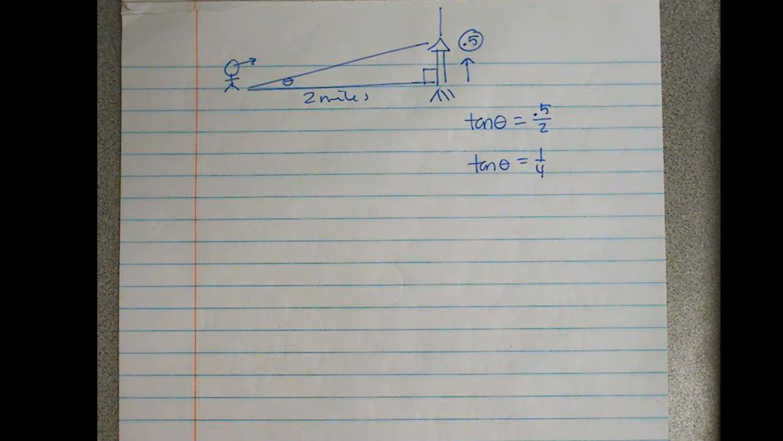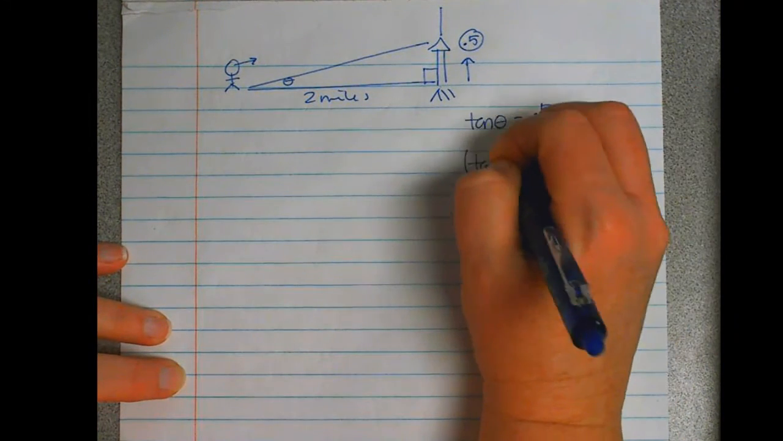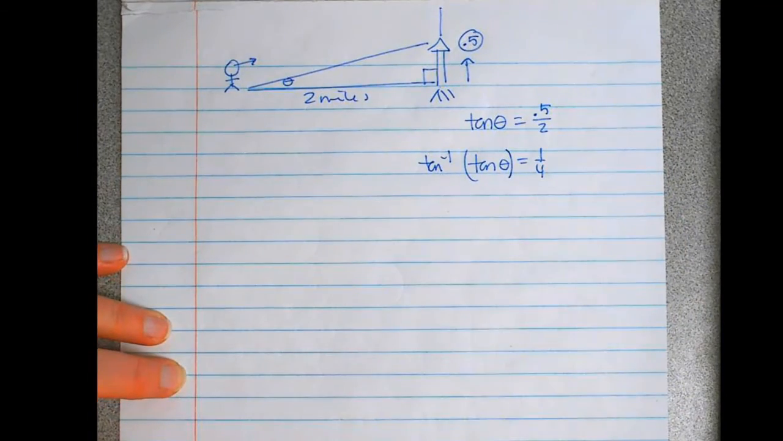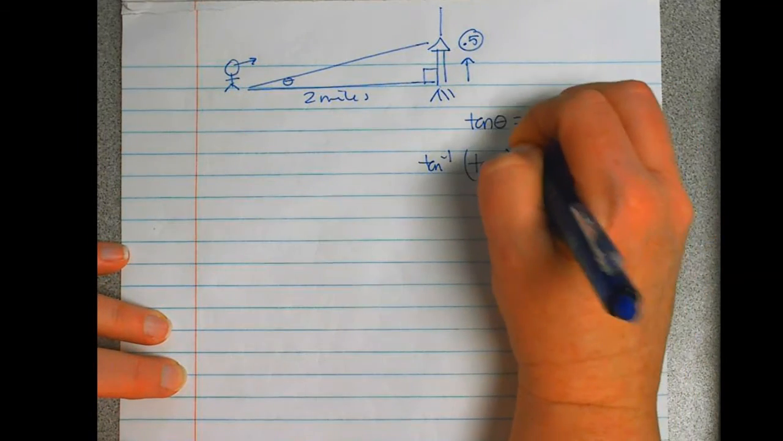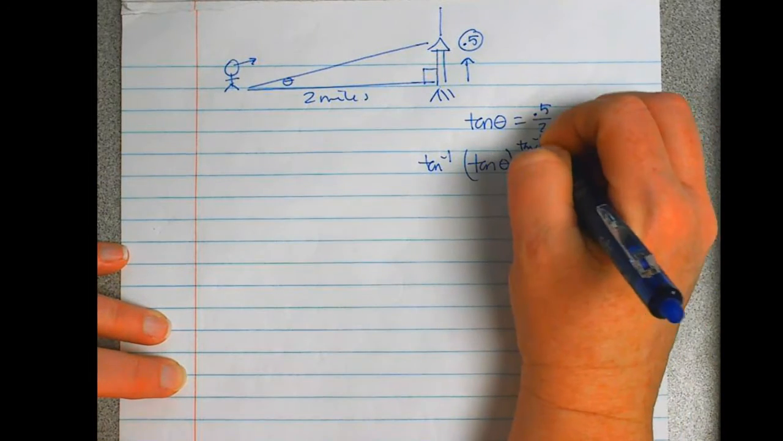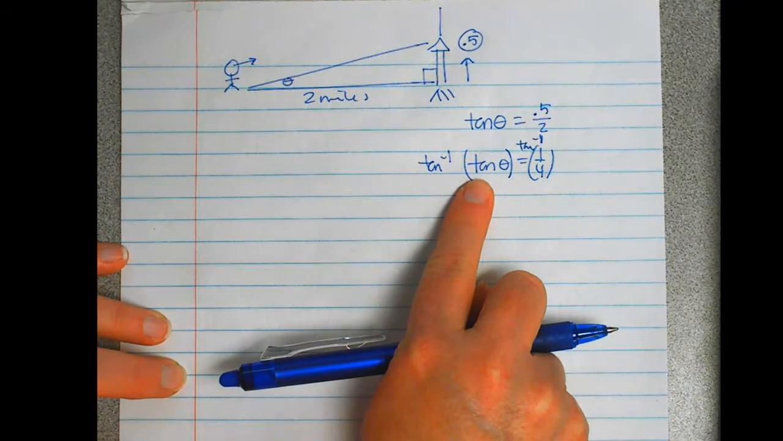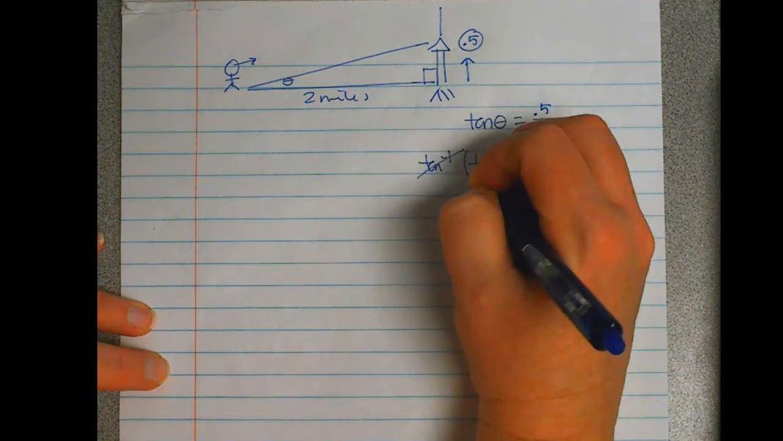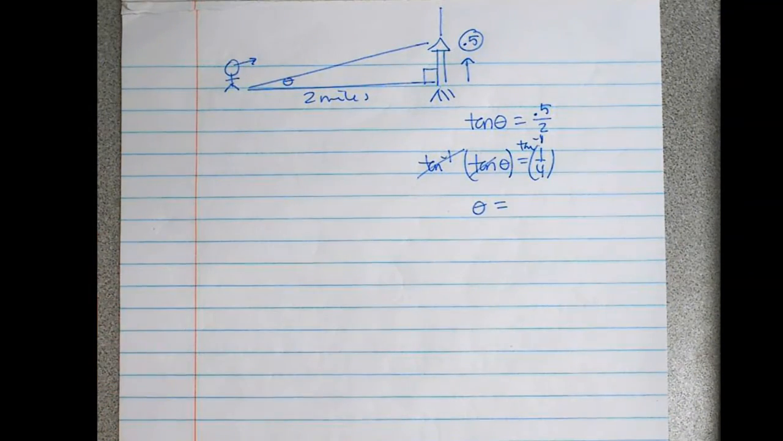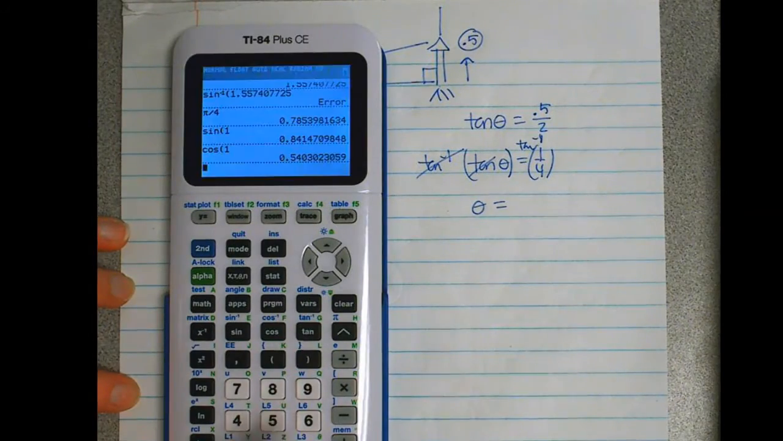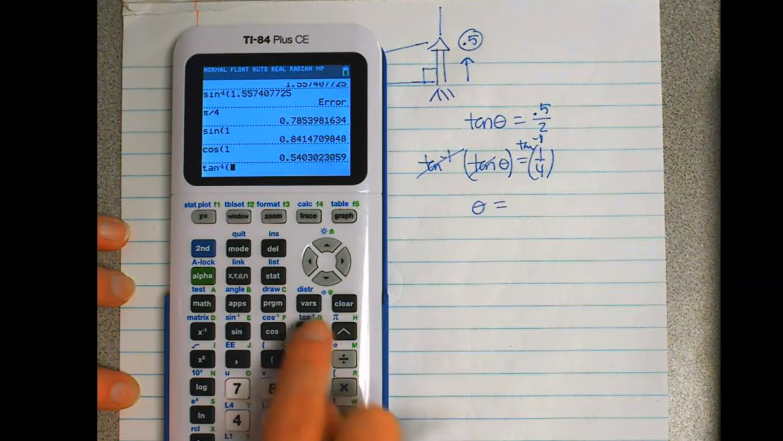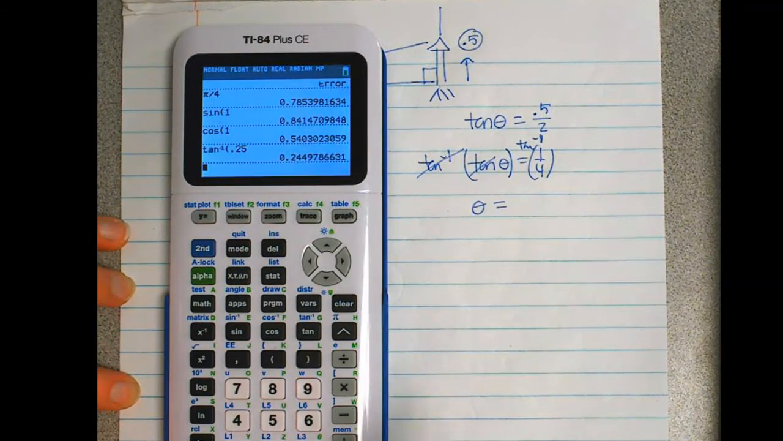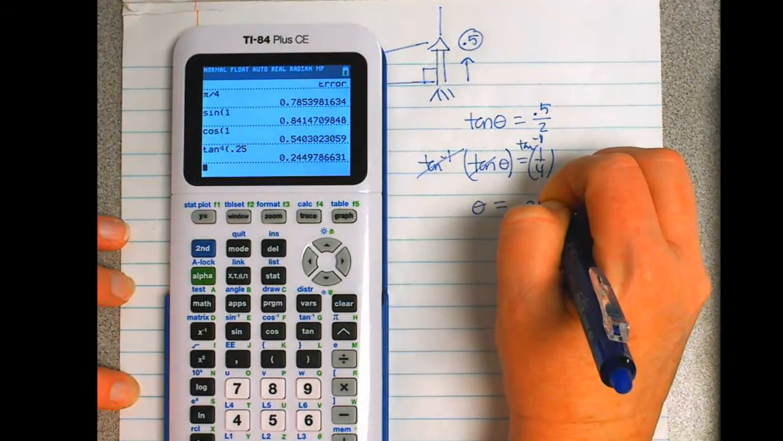So this is a call for the calculator, and like I said, I'm not giving you calculator problems, but what happens is tangent inverse on both sides undoes the tangent. It's just like taking the square root of a square. We undo it. So tangent inverse undoes this tangent, and now theta is free. We take the calculator and we go, hey calculator, could you tell me what tangent inverse of 0.25 is? And it says the angle is 0.245.